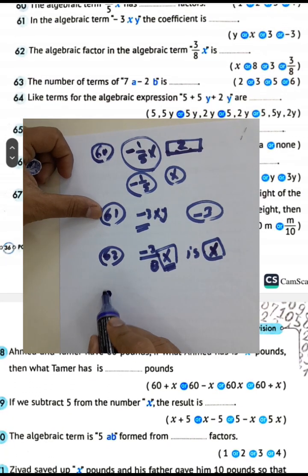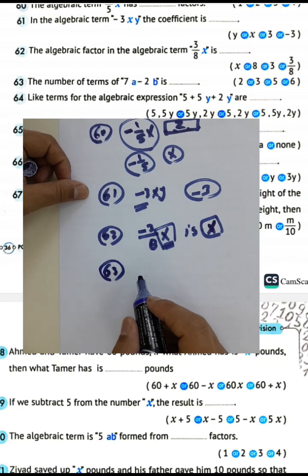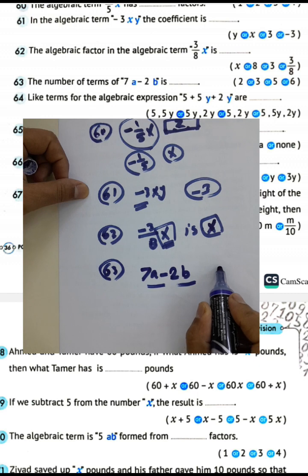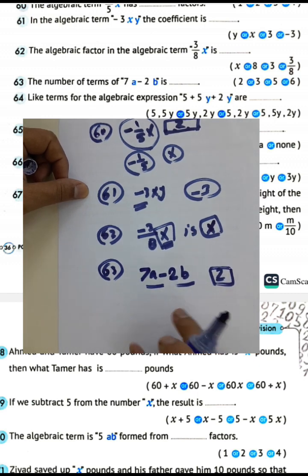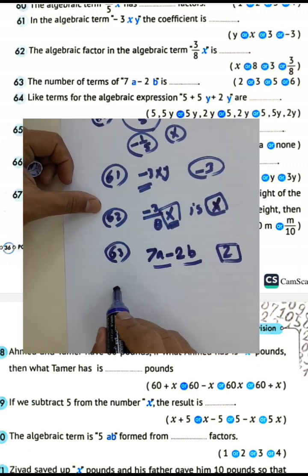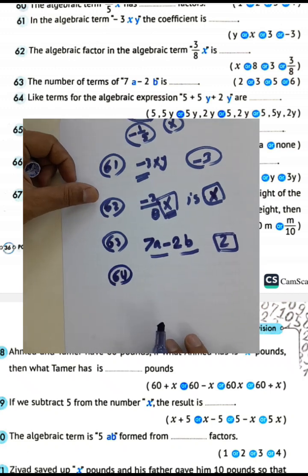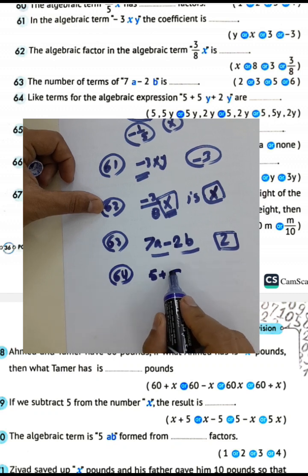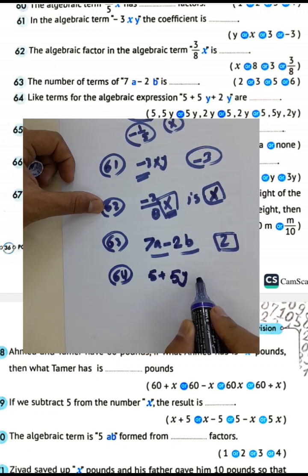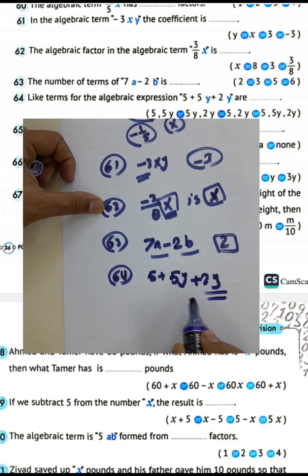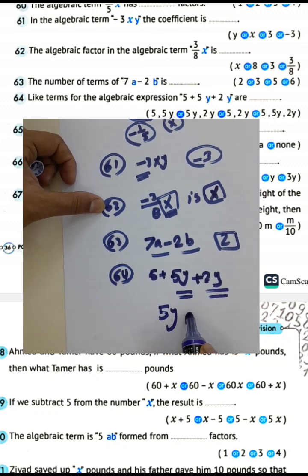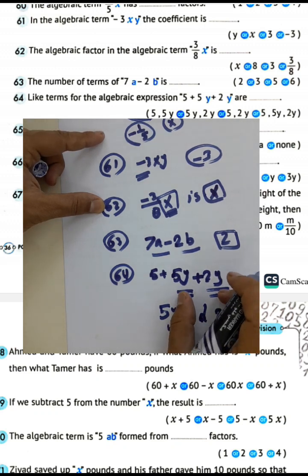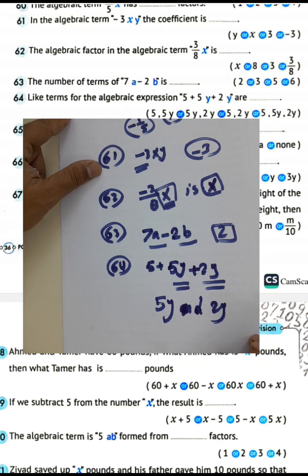Question 63. The number of terms of 7a subtracted by 2b. We have two terms here. The result will be 2. Question 64. Like terms in the algebraic expression 5 plus 5y plus 2y. The like terms here will be 5y and 2y. We have two like terms here, 5y and 2y.